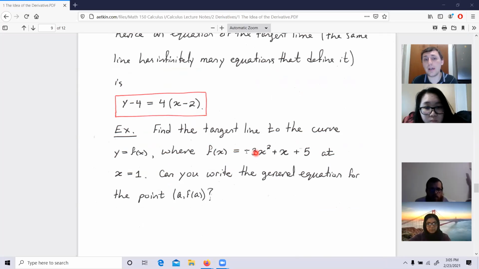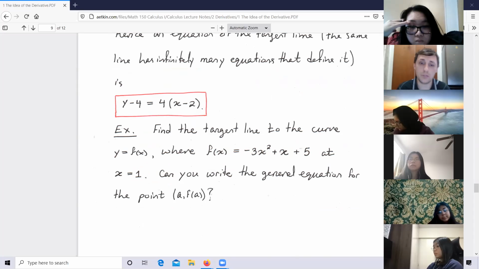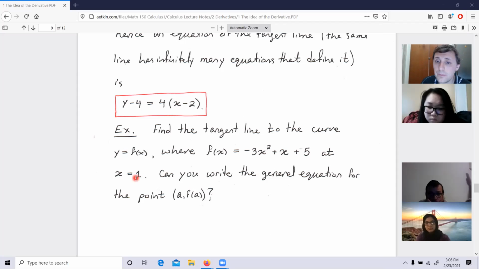So suppose that we have this function equal to minus 3x squared plus x plus 5. And I want you to calculate the slope of the tangent line. In fact, write to me the equation of the tangent line, not just the slope. I want you to write me an equation of the tangent line at the point x equal to 1. And then I ask you, can you write it at any arbitrary point a, f of a?